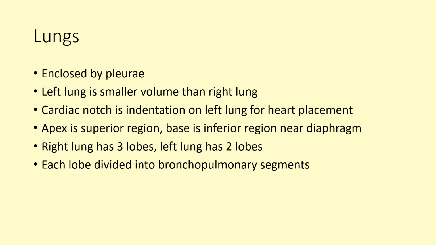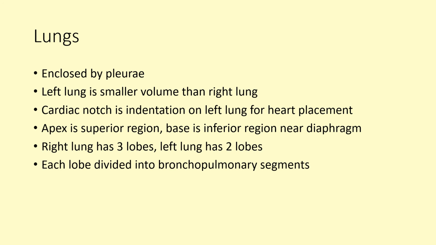Now, when you look at the lungs themselves, they are enclosed by the pleura. The left lung is slightly smaller volume-wise than the right lung. Why? Because it needs to have space for the heart. Because remember, the heart does point a little bit more towards the left side. So you need to have room for the heart there. The apex of the lung is the superior region. The base is inferior near the diaphragm that's right below it.